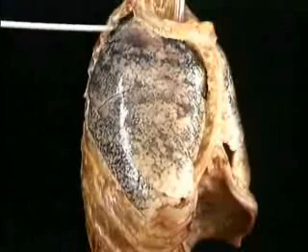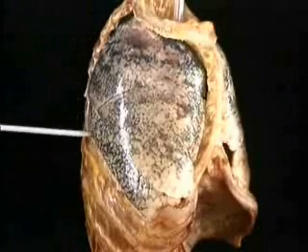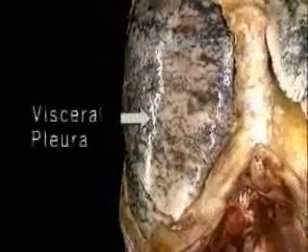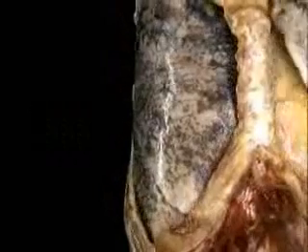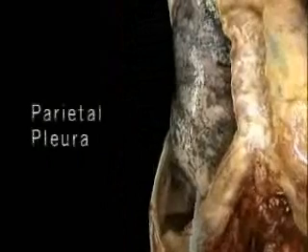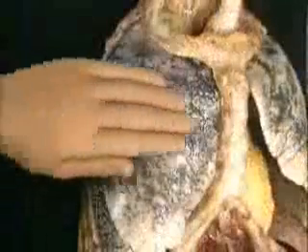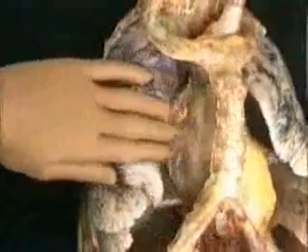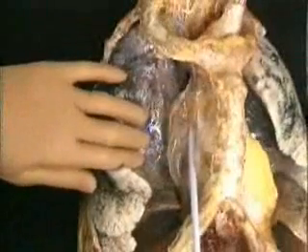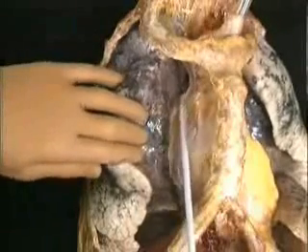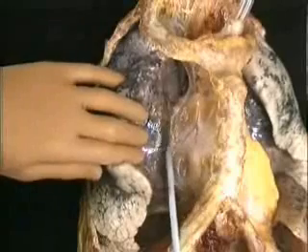All the way round the pleural cavity, the 2 layers of pleura touch, with nothing between them except a thin film of fluid. The layer that covers the lung is called the visceral pleura. The layer that lines the cavity is called the parietal pleura. The 2 layers of pleura, the parietal and the visceral, are continuous with each other here, around the hilum of the lung.